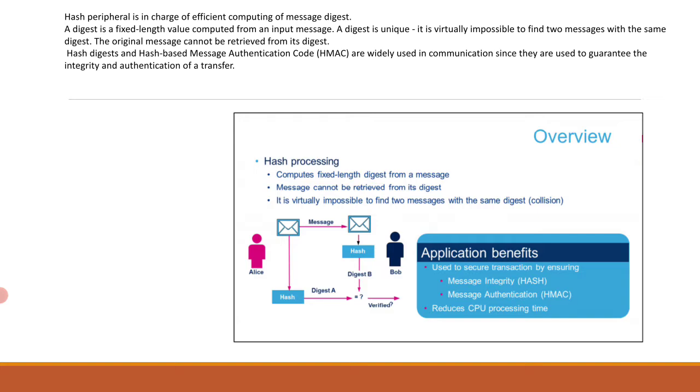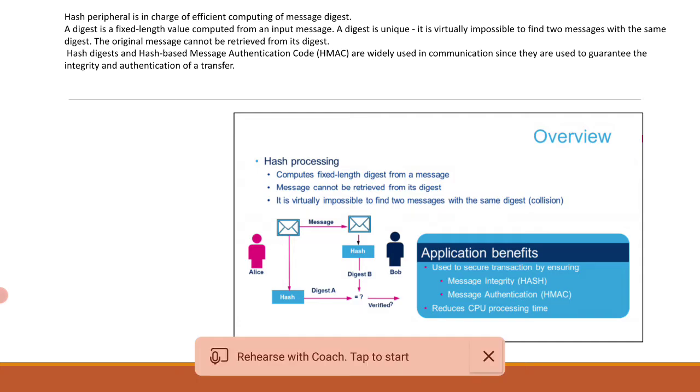In other words, the hash digest and the hash-based message authentication code HMAC are widely used in communication since they are used to guarantee the integrity and authentication of a transfer. The key features: the hash processor supports fast computation of the following hash functions. One is MD5, SHA1, SHA224 and SHA256. These are all digest length versions.